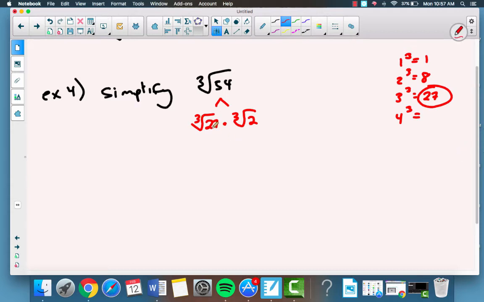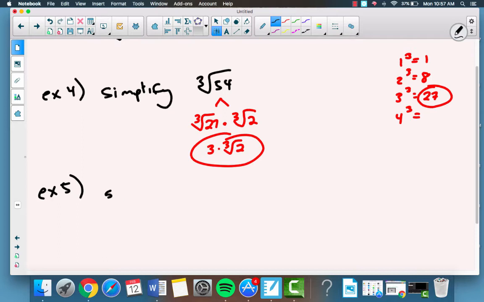So what is the cube root of 27? Well, we said 3 to the third is 27, so the cube root of 27 is 3. And you can't take the cube root of 2, so we just have 3 times the cube root of 2. So there's our simplified answer. So notice we broke it up just like we did square roots, and then we simplified as much as we could. Okay.